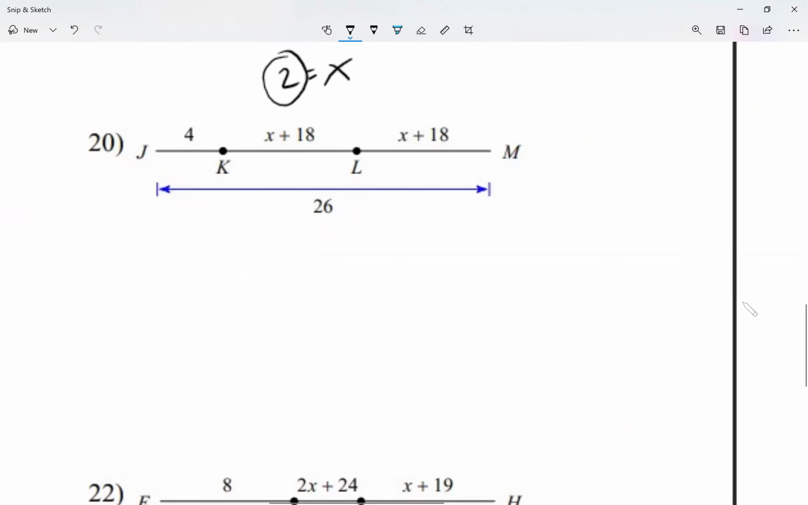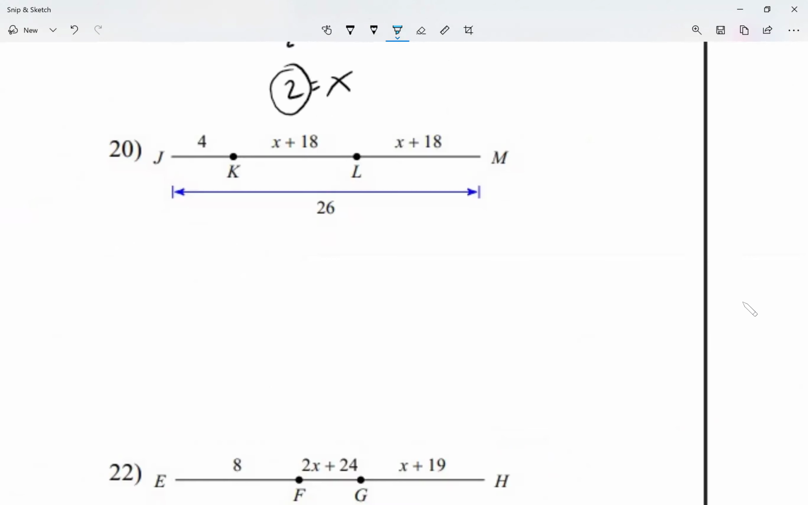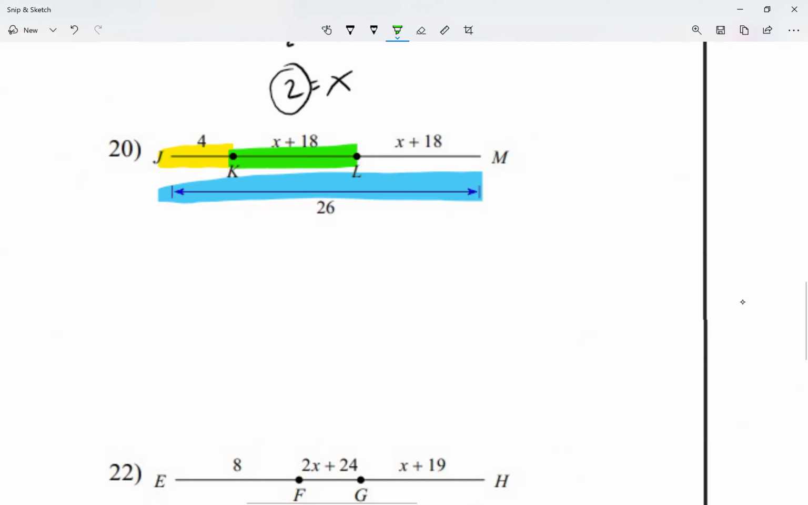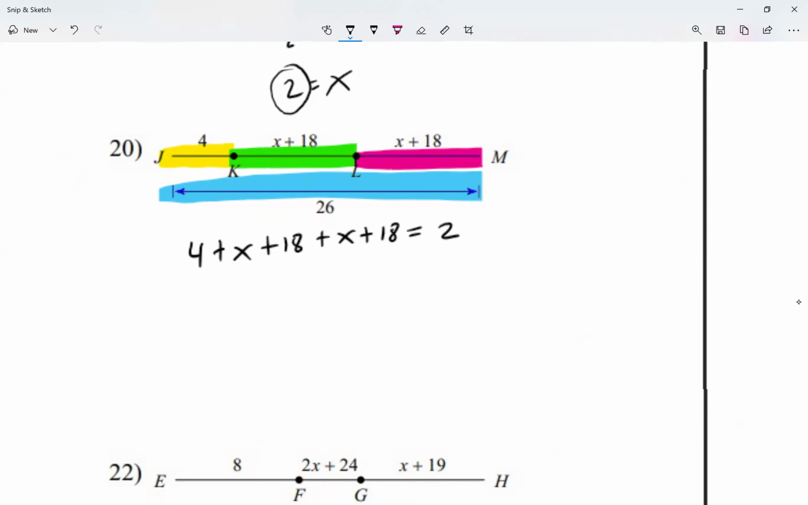Okay, looking at number 20, I see this 26 is a big segment. And I see there's a small segment here. There's another small segment here. And there's another small segment here. The interesting part is that I can combine the three small segments and it's going to equal the big segment. So I'm just going to go 4 plus x plus 18 plus x plus 18 is equal to 26.